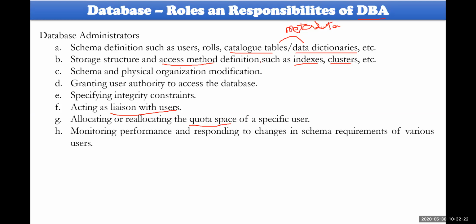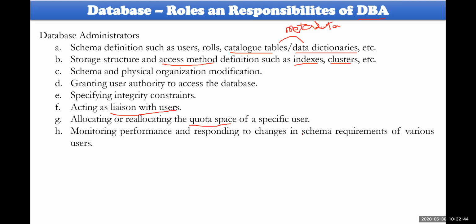And monitoring and responding to all kinds of users. If any person is doing any malicious operation, he will immediately send a request to that particular person that you do not do these kinds of operations. If you do, your privileges will be revoked. Such kinds of warnings will be given to the person.